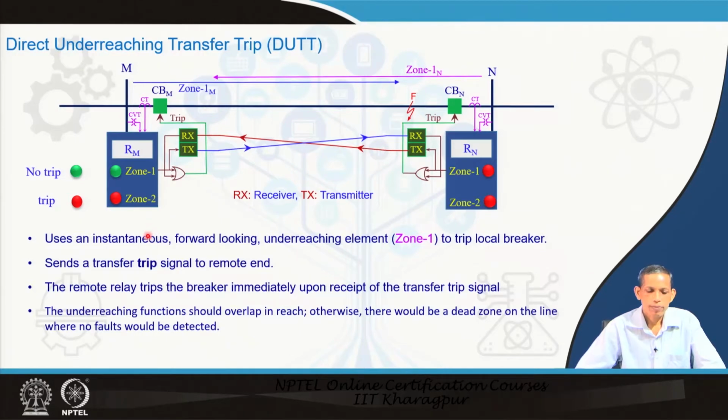These are the techniques available, which we have seen. First one is direct underreaching transfer trip. Direct means without any permission from the other end. So, without any waiting for the permission, we will see what that concept is. Underreaching means the zone 1 perspective, and it is a transfer trip. So, that is what the scheme is.